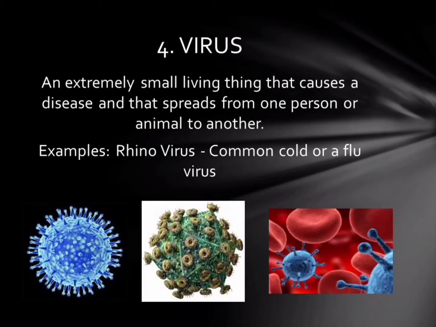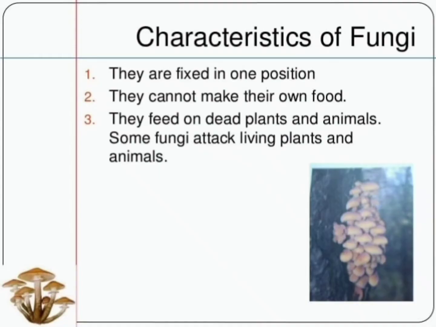Next one is virus, an extremely small living thing that causes a disease and that spreads from one person to another, or from animal to person, by contact. Example, rhinovirus, common cold or flu virus, influenza virus, mumps virus, polio virus, and yes, now we are suffering with the pandemic situation due to the coronavirus. Most of the viruses are harmful to us.